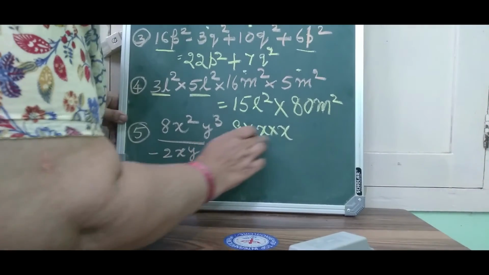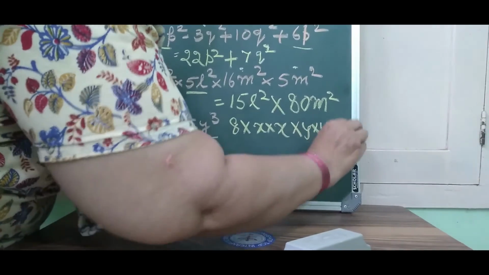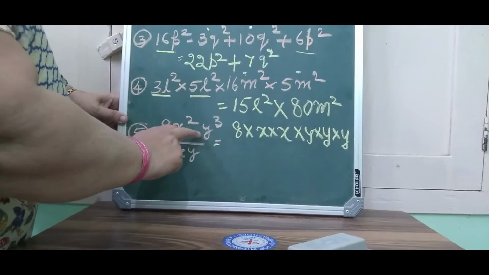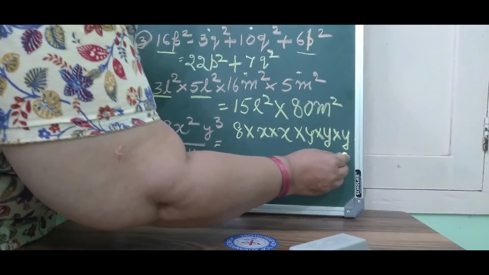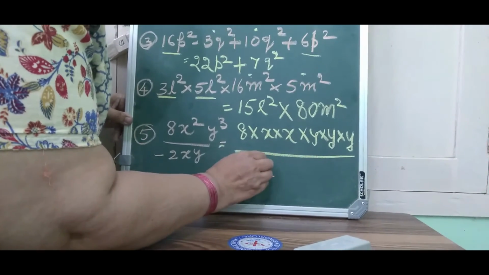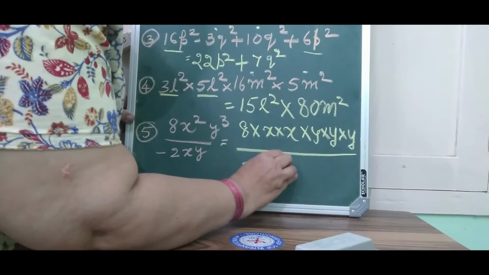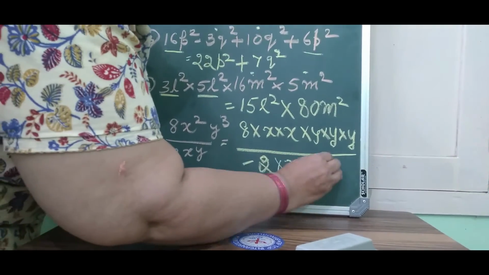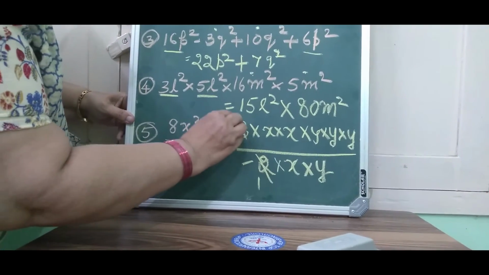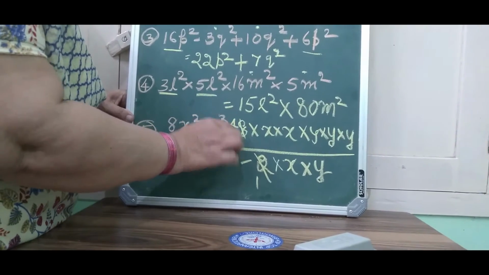8 into x into x into y into y into y. So 3 times x square means 2 times x, again 3 times y cube means 3 times y, I have written here, and again in the denominator let us take minus 2. Don't forget about the signs also. Minus 2 is there. So minus 2 into x into y. Okay. And now let me cancel this. 2 1s are 2, 4s are. Don't confuse these things. This is y to the power of 3. So here I have written 2 4s are.